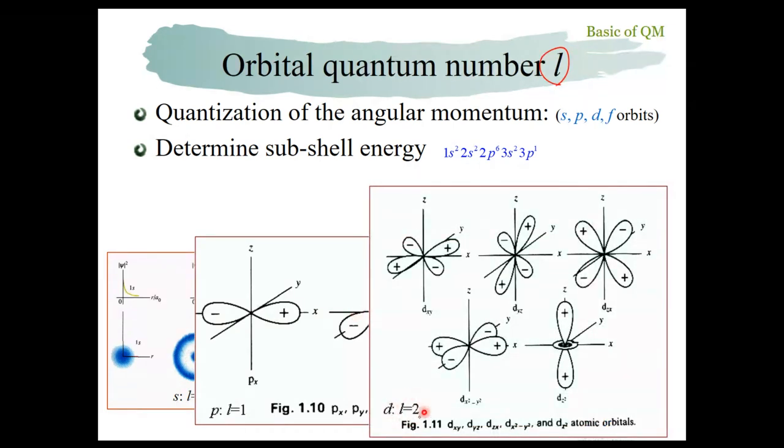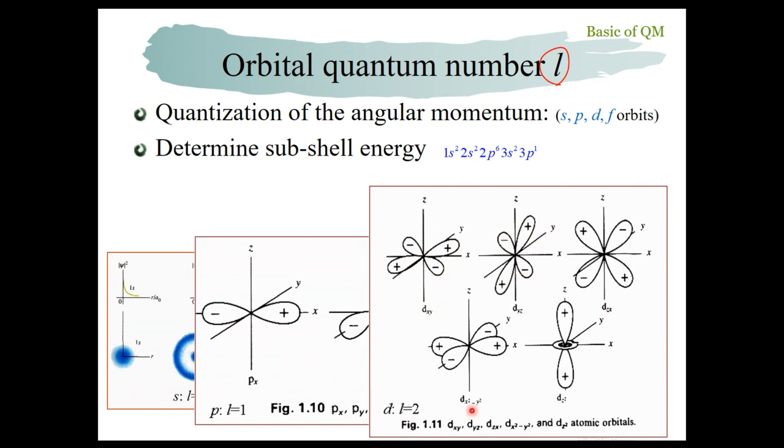And also, let's think about the L is two case. That's called the D orbital. And there are two kinds of D orbitals. One is called dxy, dyz, dzx. As you see here, the D orbital has a subscript with the multiplication of two coordinates: xy, yz, zx. And xy means the orbital lies in the xy plane, but not along a specific axis. They are aligned to the diagonal axes. And yz also lies in the yz plane, and they have some diagonal terms.